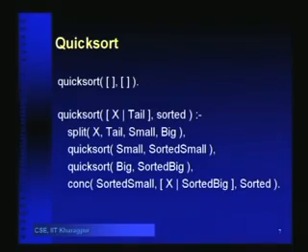So what is the second argument of Quicksort? In Quicksort, the second argument is the sorted list. Yes, the first argument is the original list, the second argument is the sorted list.